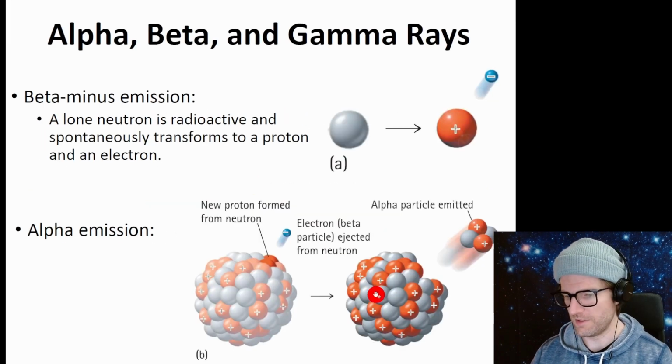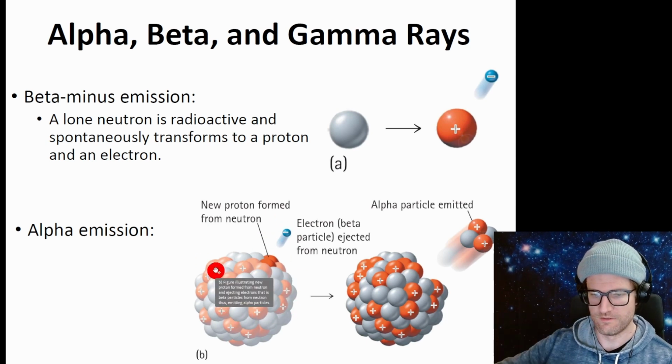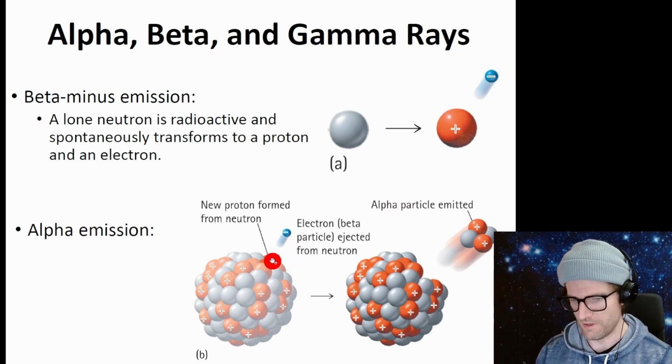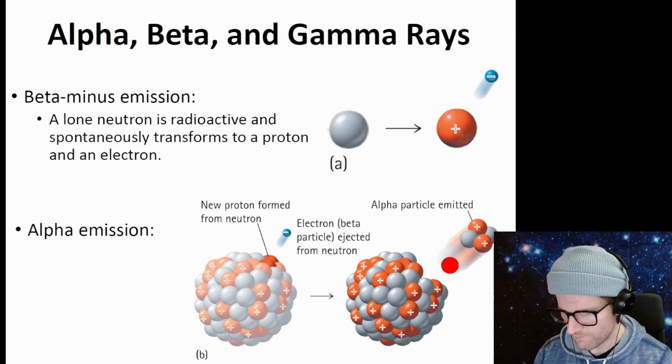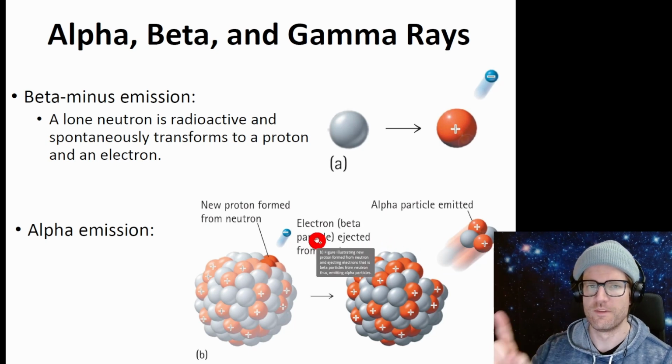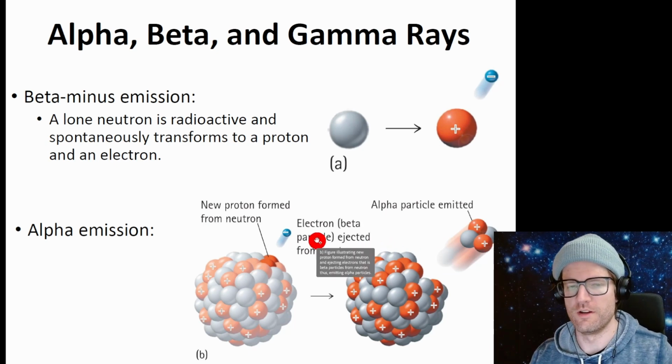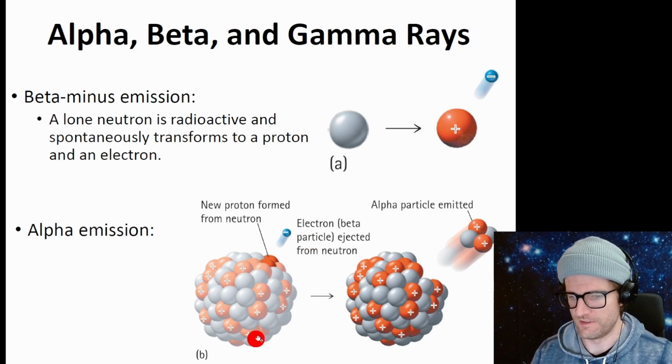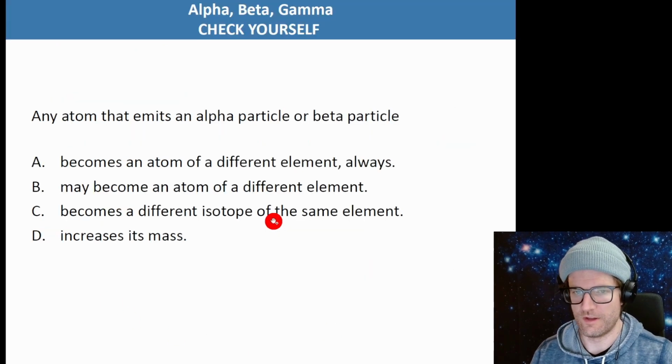Okay, notice here the element gains a proton, and here it loses 2 protons. So in total, that's 1 proton lost in this example. Any atom that emits an alpha particle or beta particle becomes an atom of a different element, always.